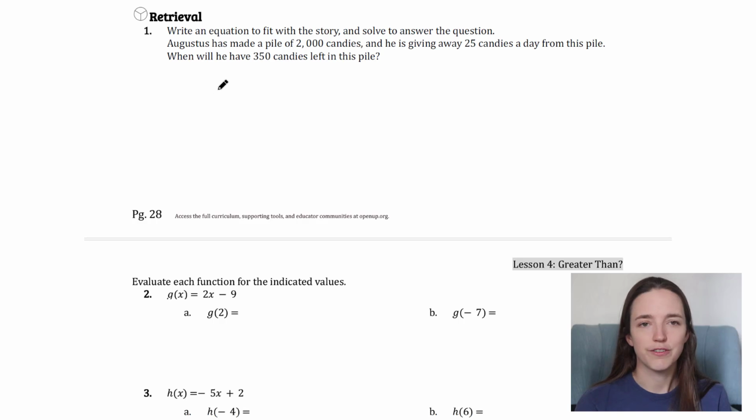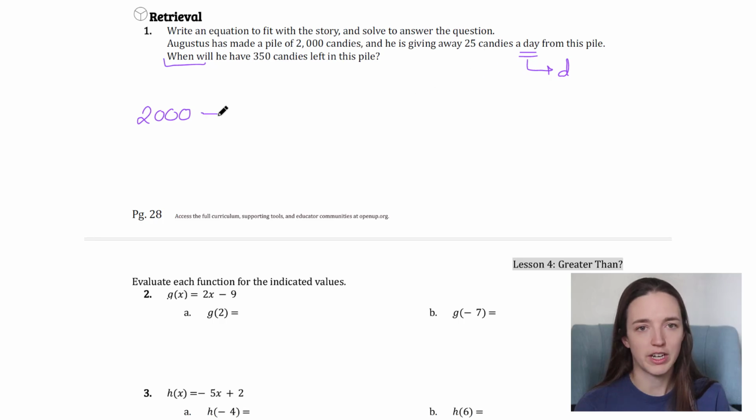Okay, so first of all, they say when will he have a certain amount left. So I think our variable here is the number of days. So maybe we could have the number of days be the variable d, because it looks like that's the thing we don't know. Your variable is going to represent something that you don't know. Okay, so let's just start at the beginning. He's got 2,000 candies. He's giving away 25, so we're going to be taking away 25. And it's 25 per day.